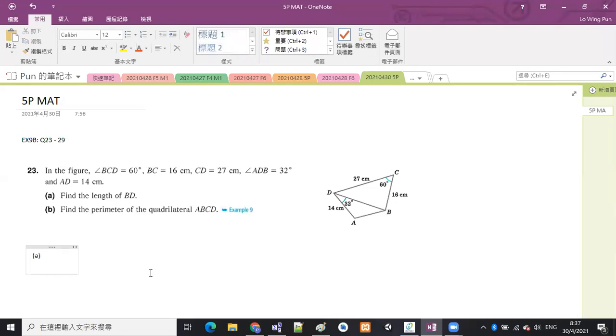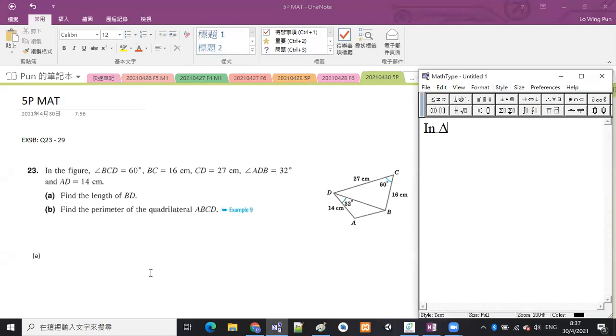So in part A, we need to focus on triangle BCD first, okay? And in triangle BCD, among the 3 information, we cannot find any pair of corresponding length and angle. So we are not going to use sine formula. We are going to use the cosine formula, okay? So to find length, C squared is equal to A squared plus B squared minus 2AB cosine angle C. So that should be 60 degrees, okay?